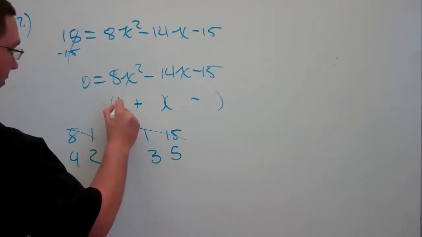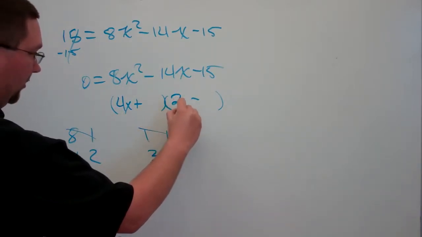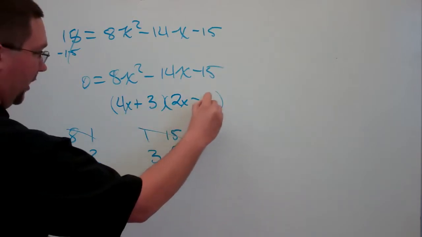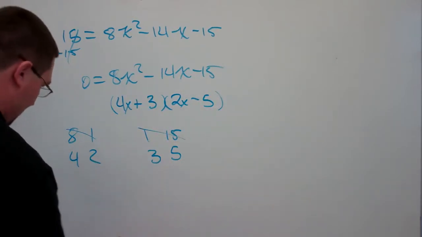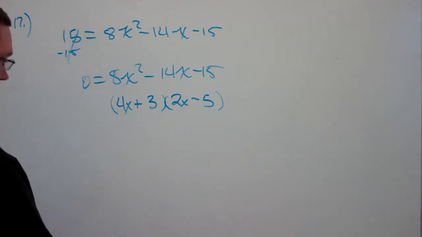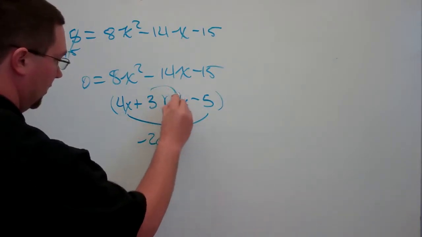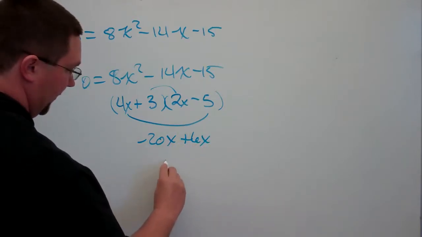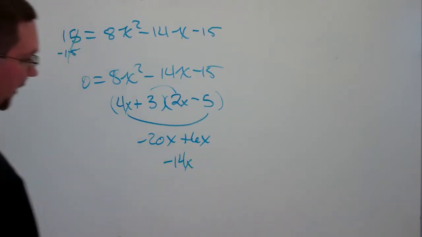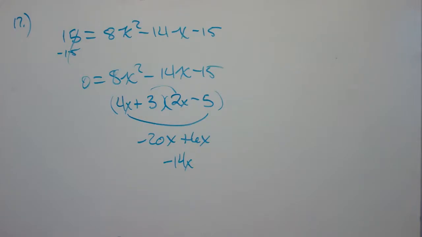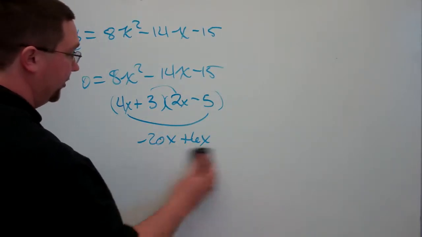Alright, so we can put a 4x here, and a 2x here, put our 3 here, and our 5 here, because now what happens is when we multiply this, we get negative 20x plus 6x, which is, in fact, our negative 14x. So this one is factorable, but it takes a little bit more work. And it only works if you're good.